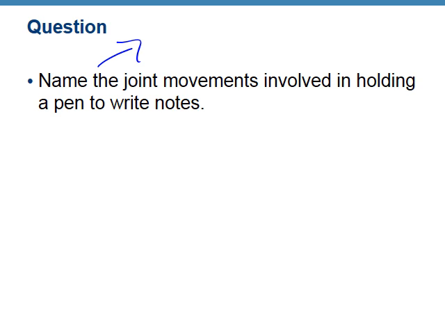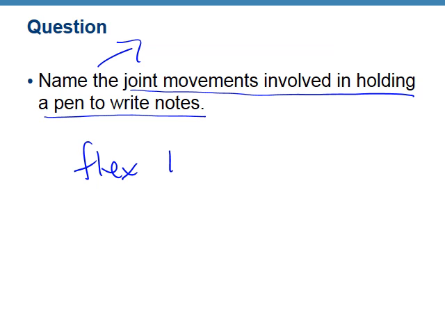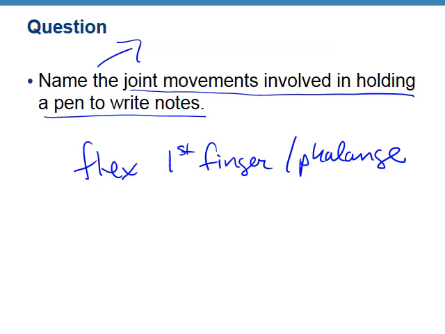Big question again, big picture question. So name the joint movements involved in holding a pen to write notes. The reason I'm asking this is we use these joint movements all the time, we just didn't know what they were called. So remember, if your hand is in anatomical position, your fingers are straight. So you're going to have to flex your first finger or phalange, right? You have to bend your finger down to touch the top of the pen. Right away, you should also get opposition.